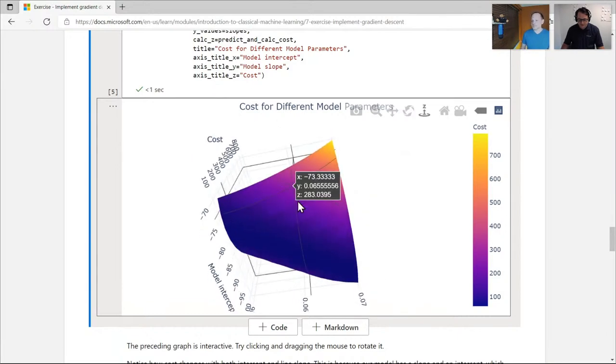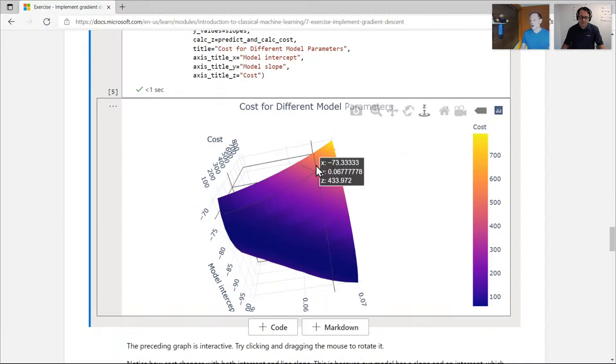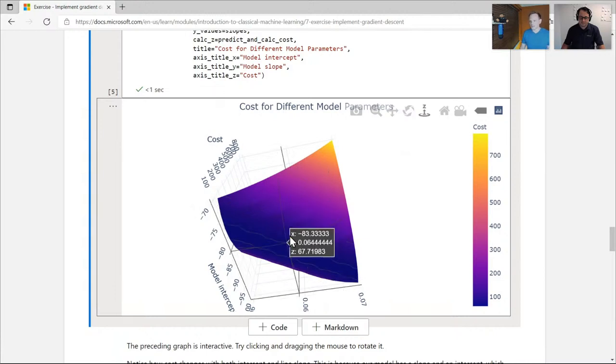What I'm trying to demonstrate here is that we can go along the intercept axis and along the slope axis and find the different values that we tried. And we can see that if we had started, say, somewhere in the orange area, then our slope would start telling us that we should move a little bit towards the center, a little bit towards the center, a little bit towards the center. And that is exactly what our gradient descent is going to do.